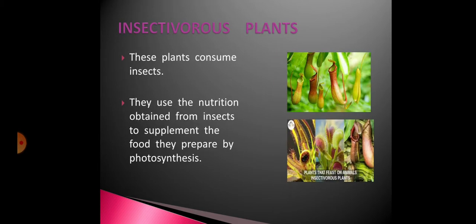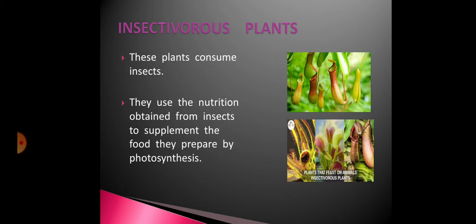The next category is of insectivorous plants. There are a few plants which can trap insects and digest them and get nutrition. For example, pitcher plant. Actually, these plants can synthesize their own food by photosynthesis, but they grow in nitrogen deficient soil. So, such plants will fulfill their nitrogen requirement by eating these small insects and hence are called insectivorous plants.